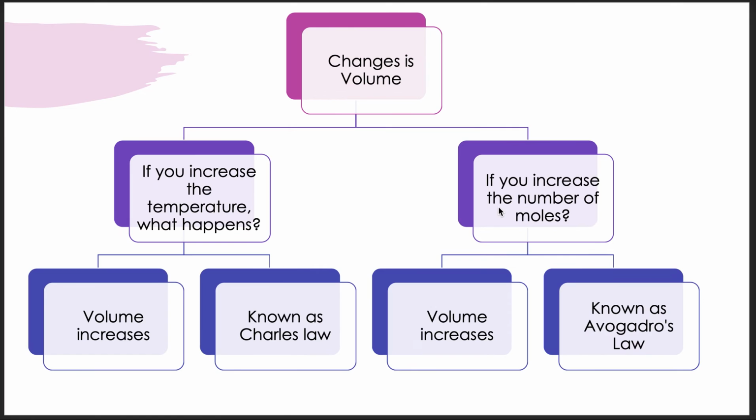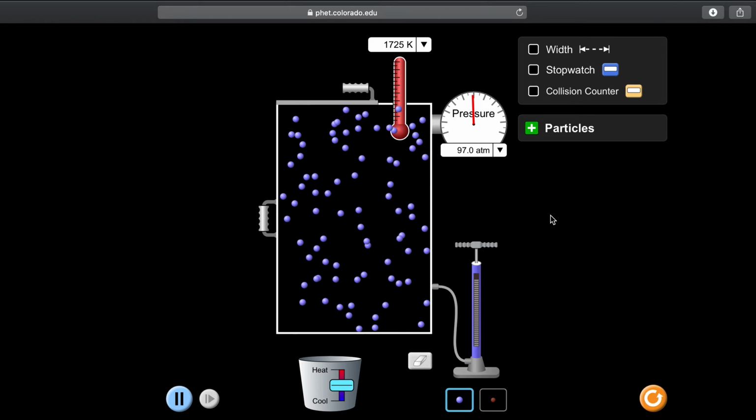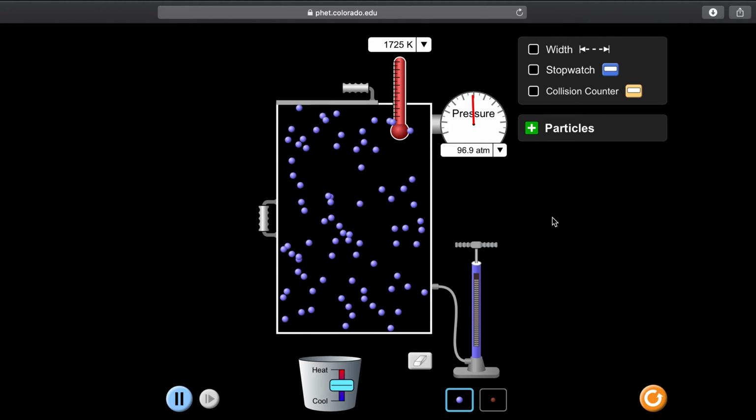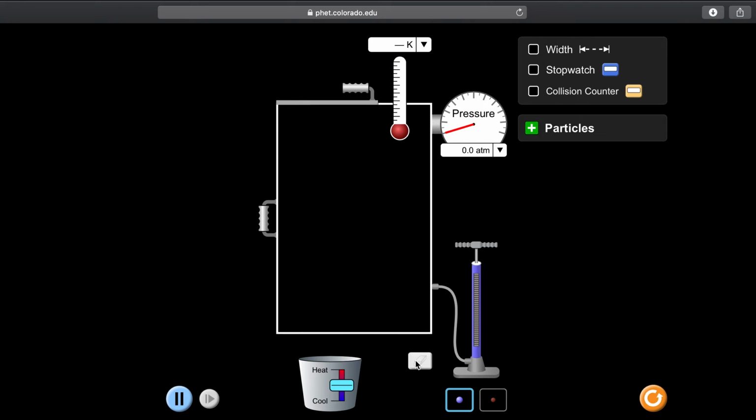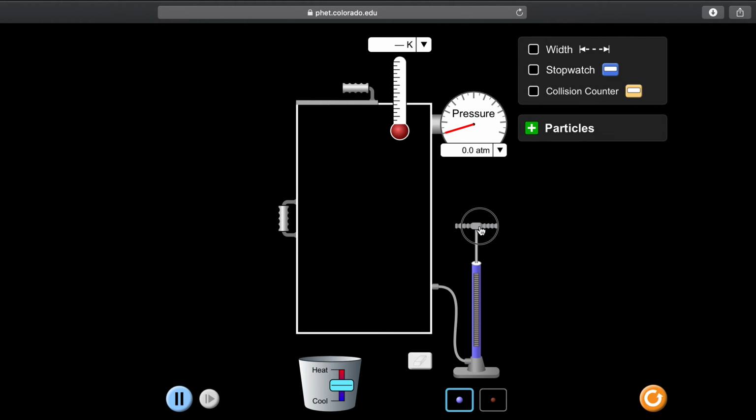Another one is what happens if you increase moles. Oh, this was a typo. So we're going to clear this out, and we're looking at moles and volume. Here's my volume. I have this small container, and it's not a container that expands. So it's not elastic, kind of like a balloon. This is just a rigid container.